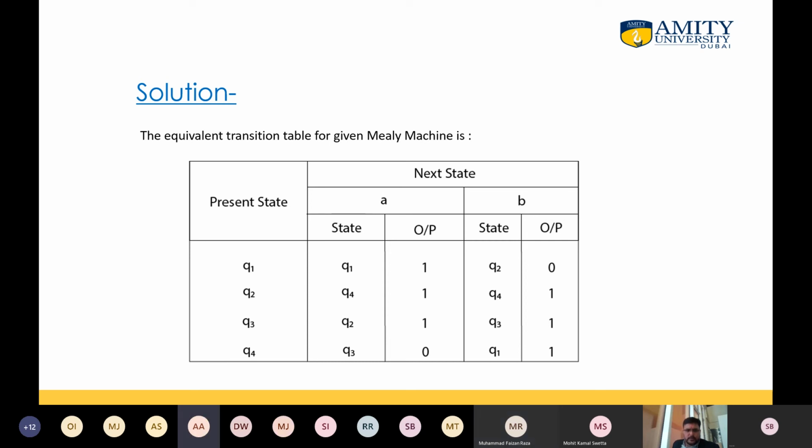What is the output for Q1 with input A? 1. And just check with input B as well. Is the output 1 or not for Q1? It's 1. You don't have to compare with the present state. You have to just go to the next state and check. Yes, the output is 1. So Q1 input A output is 1 and Q1 input B output is 1. Now check for Q2.